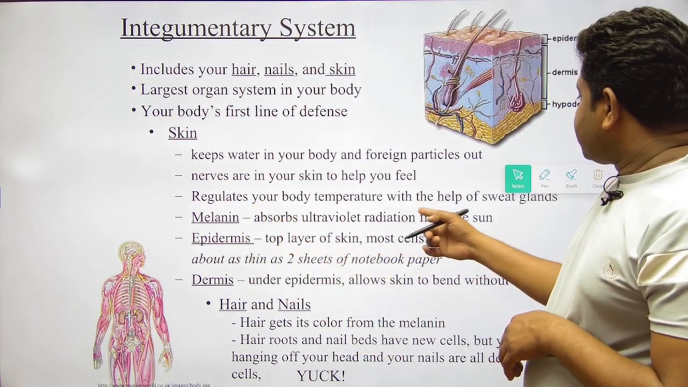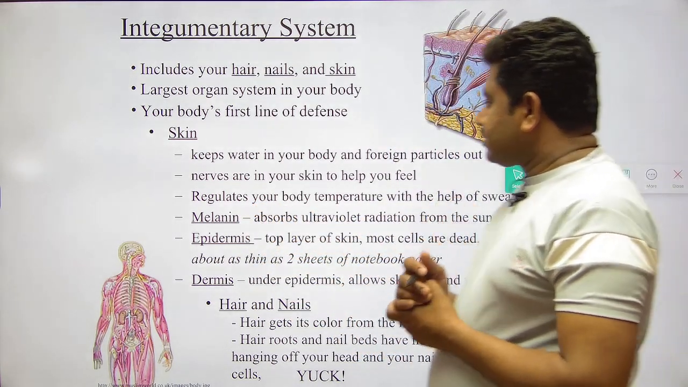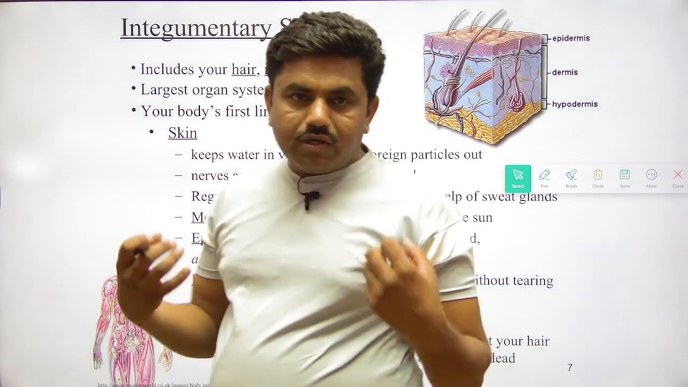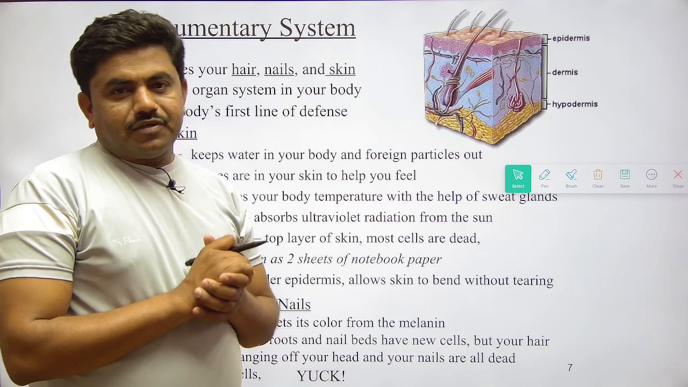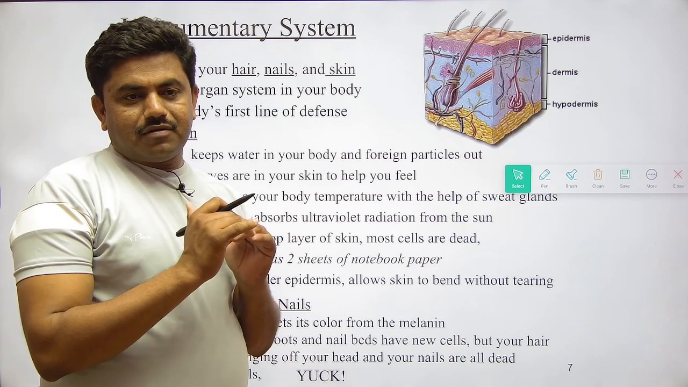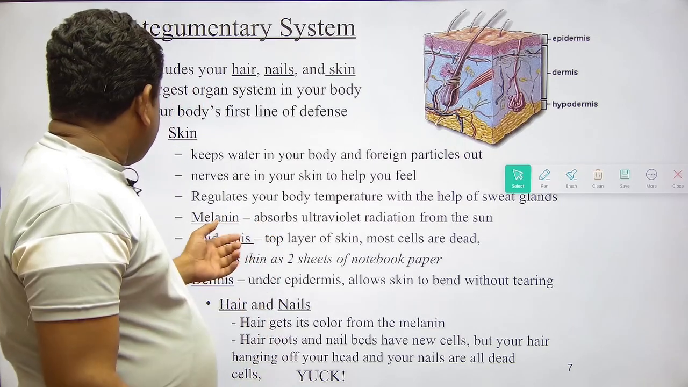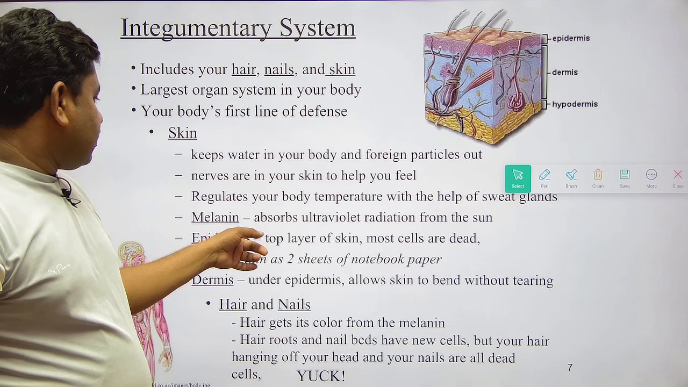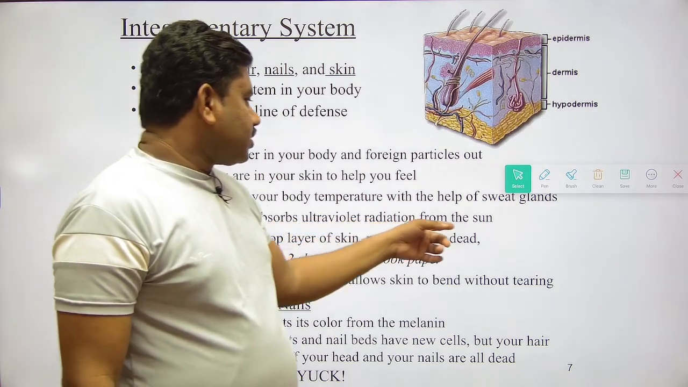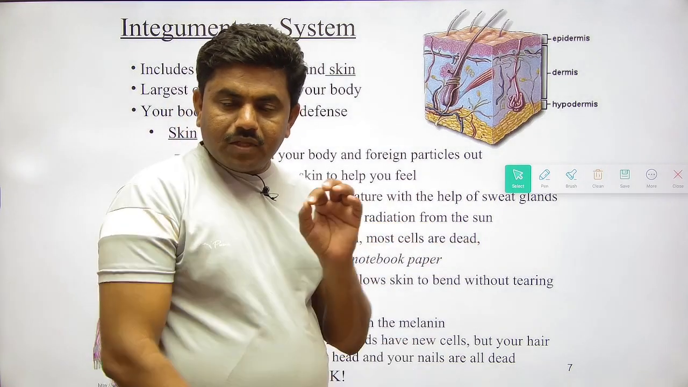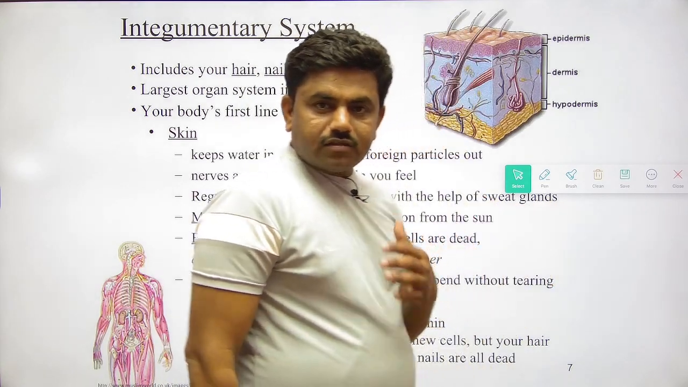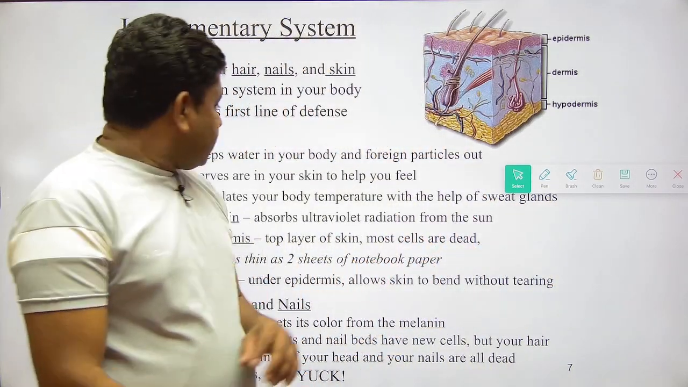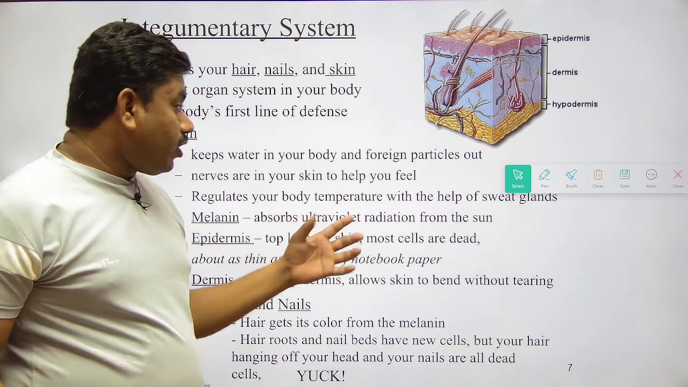It regulates your body temperature with the help of the sweat glands. The sweat glands are present in the skin, and they maintain and control the temperature. And melanin is there, which absorbs the ultraviolet radiation from the sun. Melanin is a material inside our skin, and it absorbs the ultraviolet radiation from the sun.